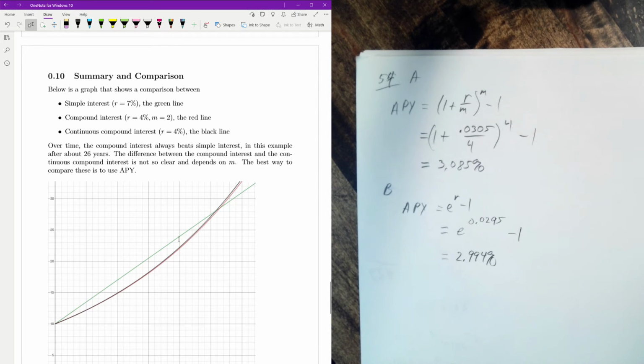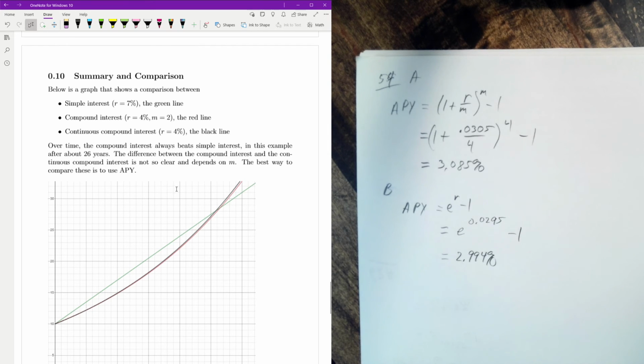The black line is continuously compounding, and the red line is semi-annual compounding. If you look at it, you'll notice that the compounded ones eventually become greater than the simple one, even though starting out one is 7% and the other ones are 4%. Looking at it closely, it looks like it happens at about 26 years. Now, when that happens depends a lot on the rate of return. So over time, compound interest always beats simple interest. For this example, in about 26 years.